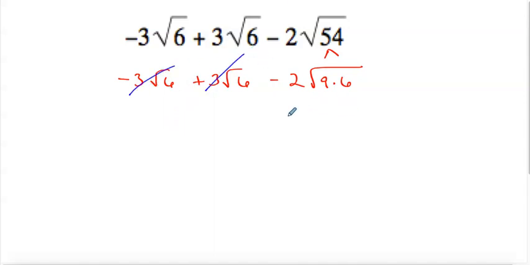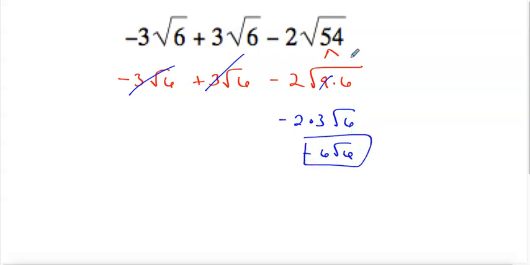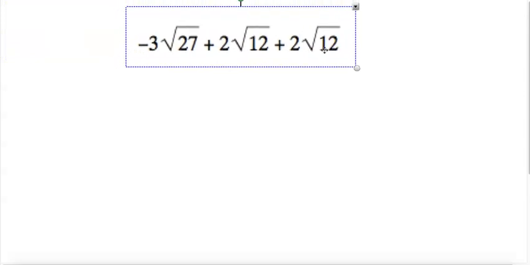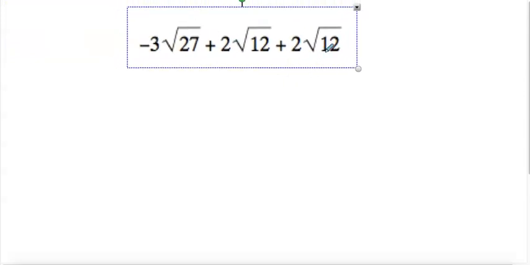So negative 3 radical 6 and positive 3 radical 6, these two are going to eliminate. This is going to turn into negative 2 times the square root of 9, which is 3 radical 6, so negative 6 radical 6. Alright, so we didn't skip that one, we just did it. We'll add another one on here, and let's see what we got in this one. So we got negative 3 radical 27 plus 2 radical 12 plus 2 radical 12.